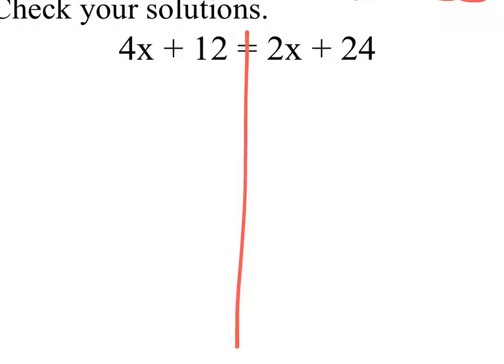No. Isolation, which means to add or subtract to get the variables on one side. I'm going to move one of these things. Sebastian, do you want to move the 2x or the 4x? 2x? I would probably say that's a good idea, because if I move the 4x, I'm going to end up with a negative. So let's move the 2x. There's nothing to simplify, so we're going to isolate.